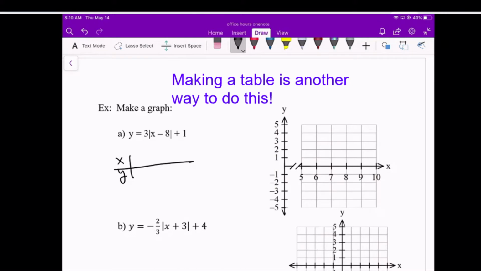If I look at this equation, the nice value to plug in for x is an 8. I'm going to put that in the middle. That's going to be our vertex. And then I'll pick a number on each side. Might as well do 7, 8, 9.